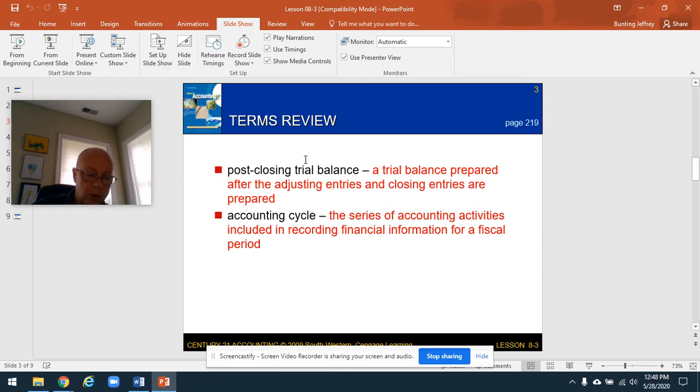Well, we're at the point now where we've gone through and we've done our adjusting entries at the end of the month, and we've done our closing entries at the end of the month. And we need to go through and verify equality of debits and credits for our permanent accounts. So that's what we're going to do in this chapter section.